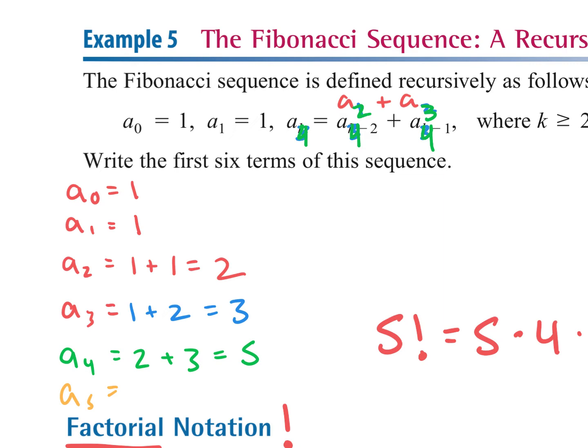So I add the 2 before it, so 3 plus 5, which is 8. So those are our first 6 terms: 1, 1, 2, 3, 5, 8.